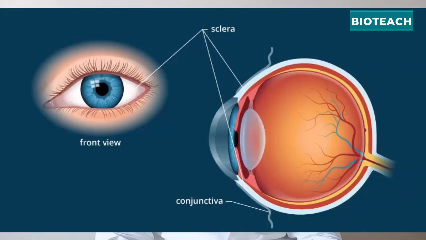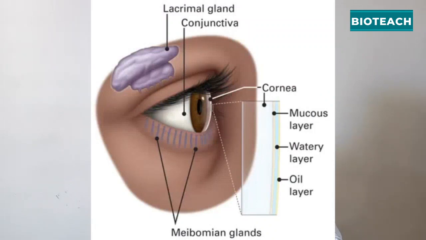Sclera is the white portion of the eye which provides the shape of the eye. Inflammation of the sclera is called scleritis. Conjunctiva is a thin membrane which covers the cornea and inner parts of the eyelids, and it is vascular in nature. Inflammation of the conjunctiva is called conjunctivitis. Conjunctiva is very important for the lubrication of the eye.